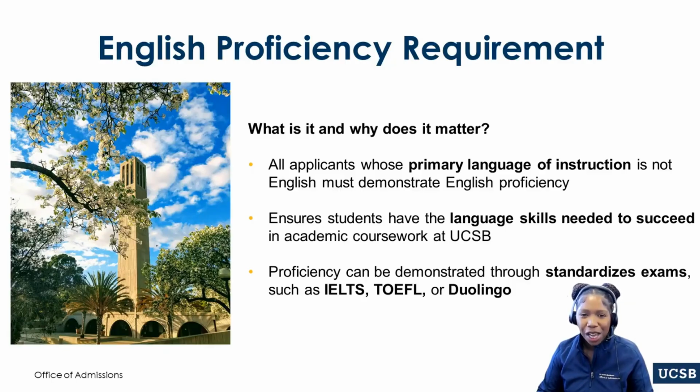Strong English skills help students fully participate in lectures, complete writing assignments, engage in discussions, and thrive in a university environment. Students can demonstrate proficiency by submitting scores from standardized exams such as the IELTS or International English Language Testing System, the TOEFL or Test of English as a Foreign Language, or the Duolingo English Test, also known as DET. UC's goal is not to create an additional barrier, but to make sure students are set up for academic success from their very first quarter on campus.